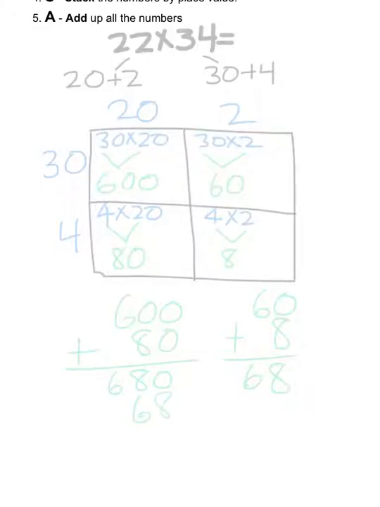So I'm going to add my 68 here, which is just carried over from there. 8 plus 0 is 8. 8 plus 6 is 14. And then 6 and 1 is 7. So what that leaves me with is a final answer of 748.